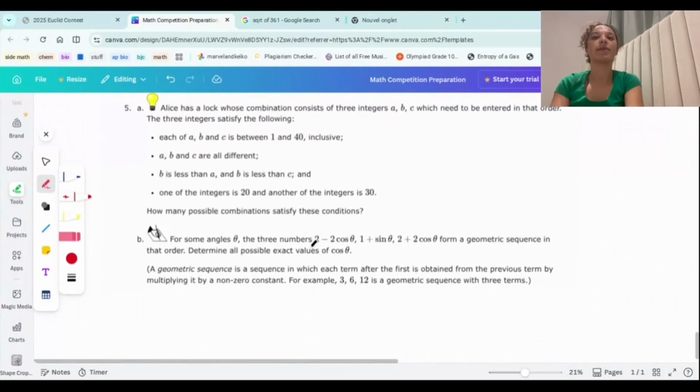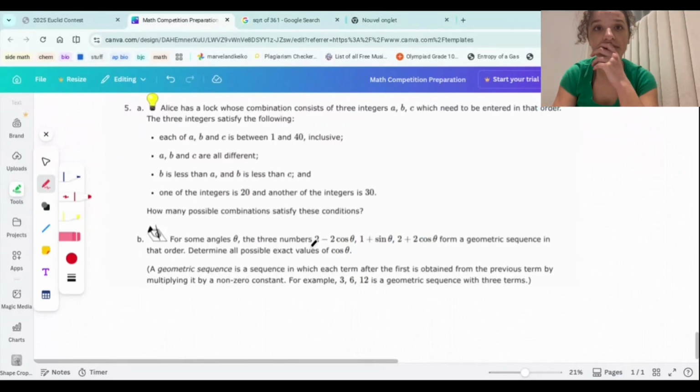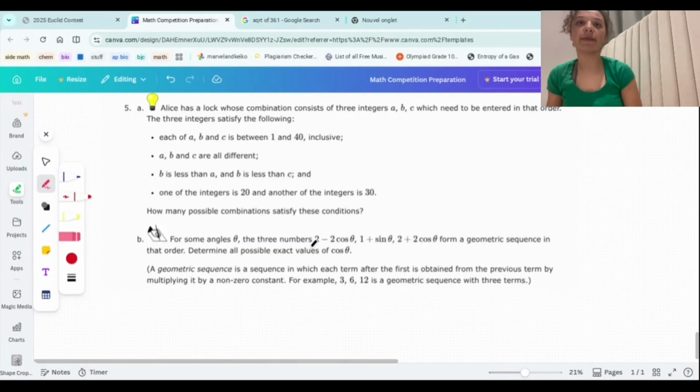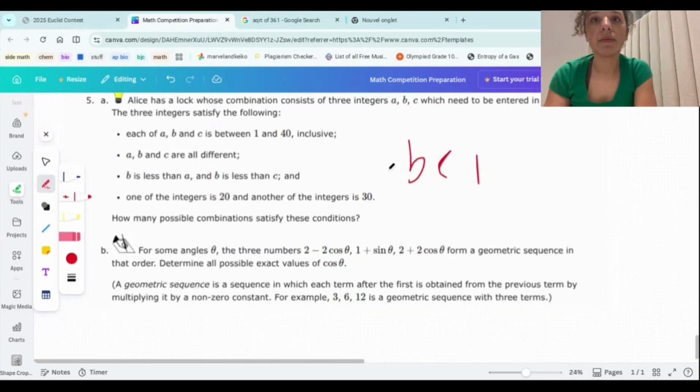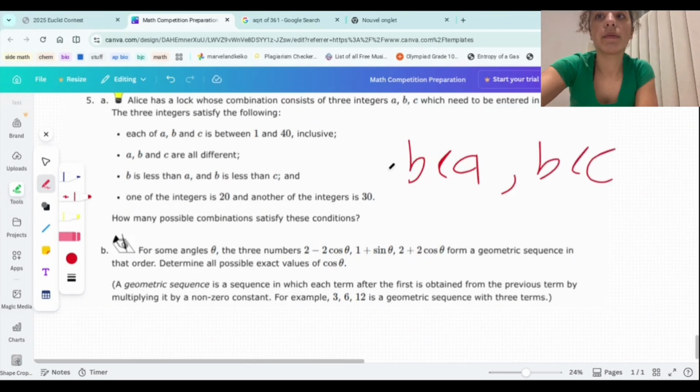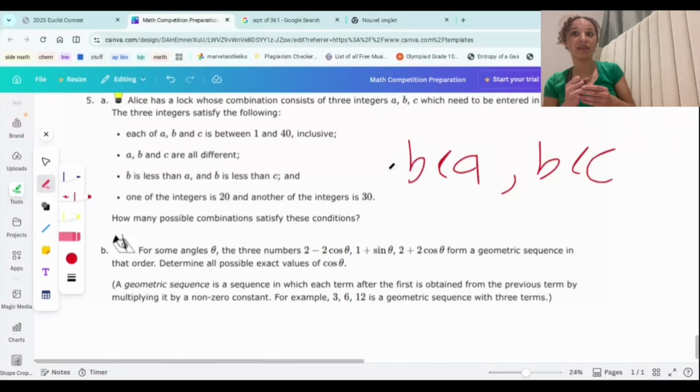Last question, guys. So Alice has a lock whose combination consists of 3 integers, a, b, c, which need to be entered in that order. Okay. The 3 integers satisfy the following. Each of a, b, and c is between 1 and 40, inclusive. A, b, and c are all different. B is less than a, and b is also less than c. And one of the integers is 20, and another of the integers is 30.